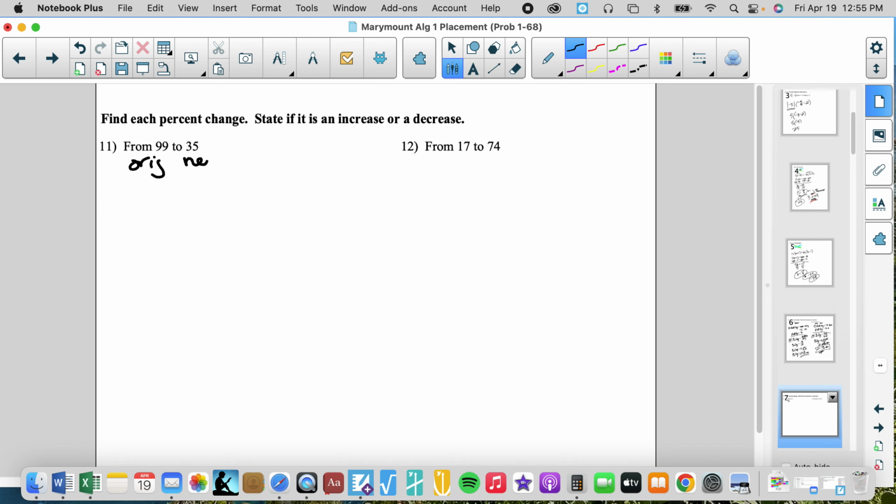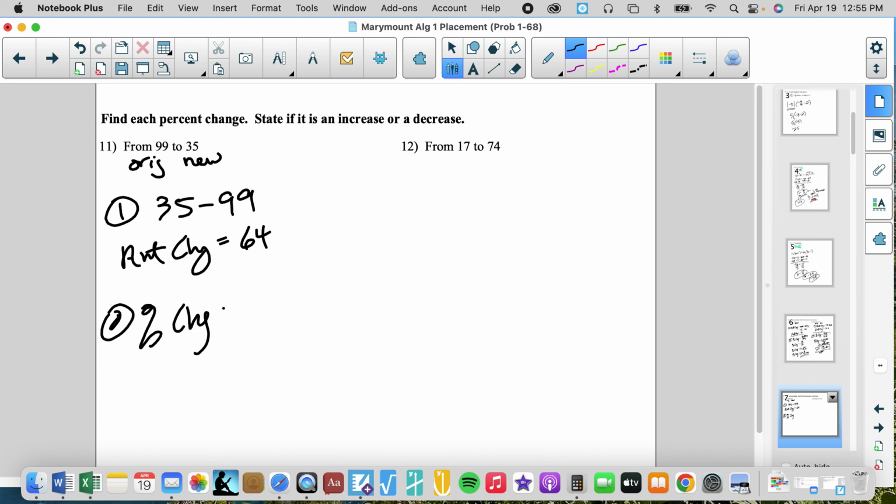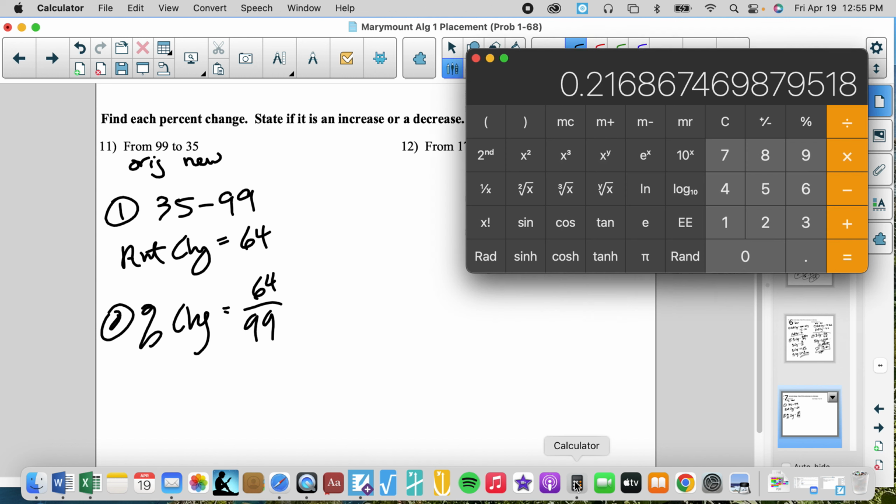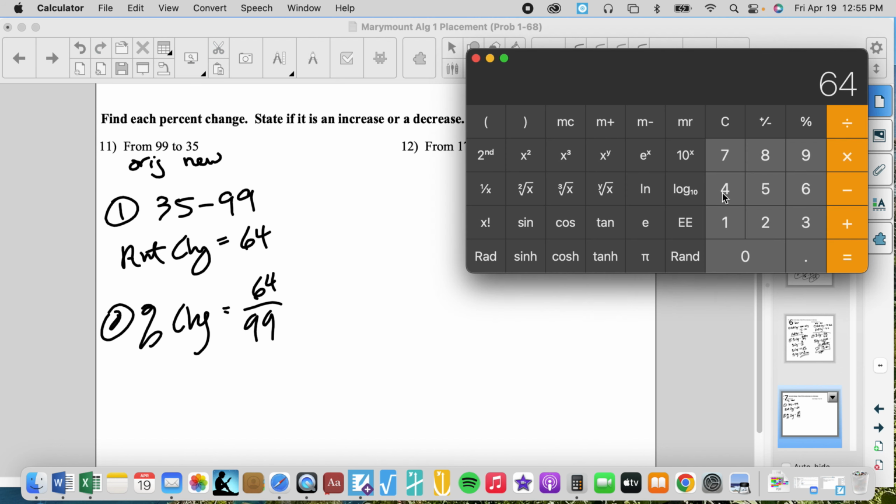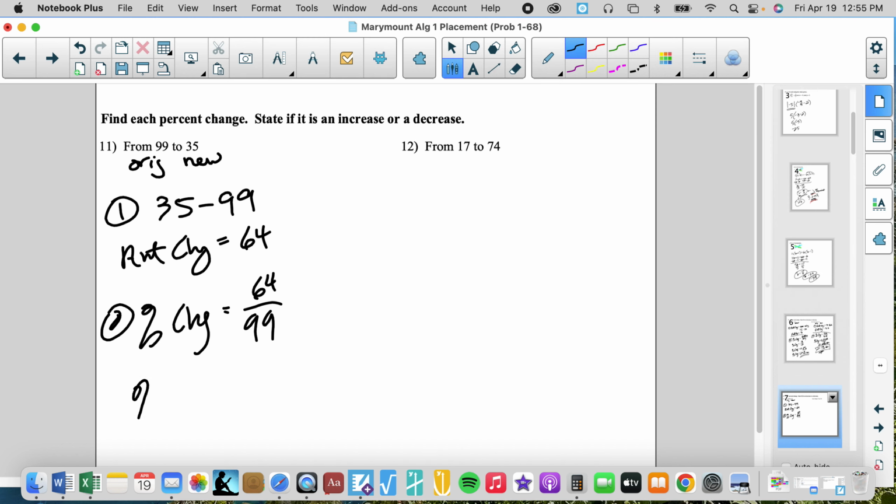Original, new. So we're just going to do the same thing each time. Step 1 is 35 minus 99, which is going to give us an amount of change of, what's that, 64? So percentage of change is going to equal our amount of change over our original. That's going to give us a repeating decimal of 0.6464, I think. Let's see if Mr. Mac is correct. 646464. Mr. Mac knows his repeating decimals.